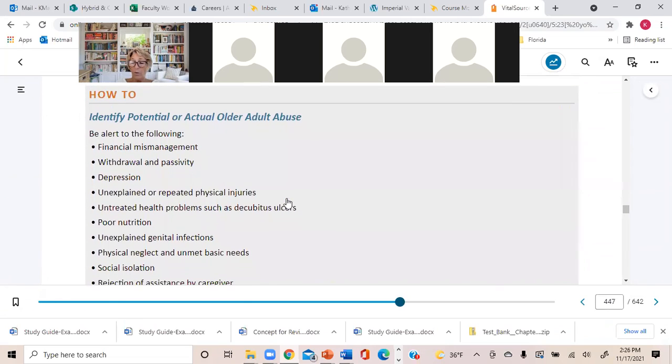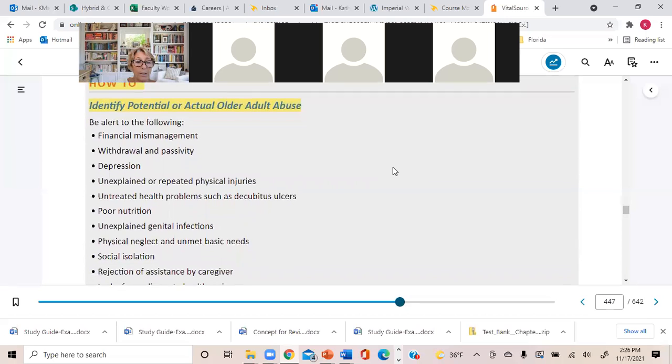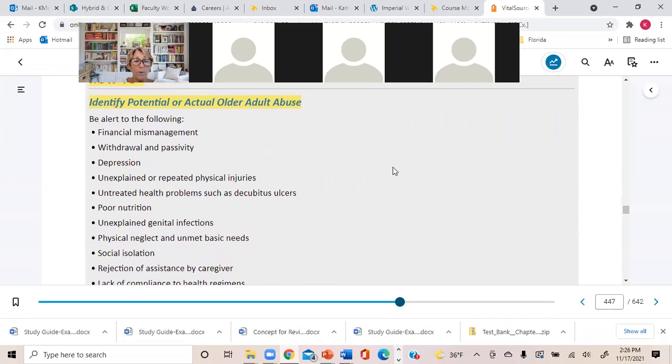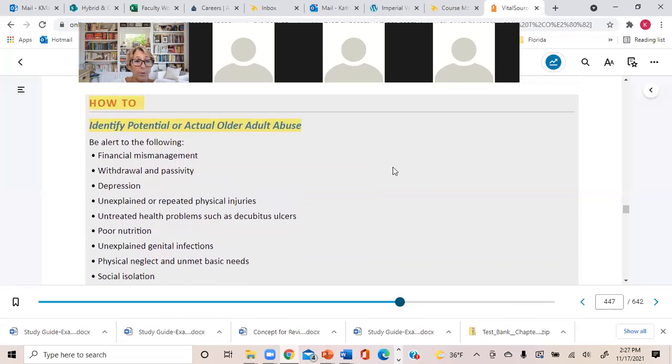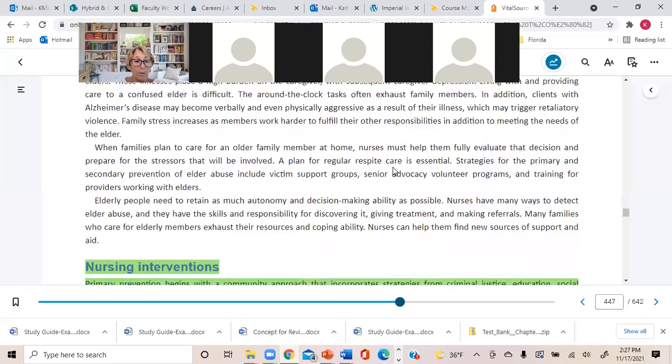And then, sorry, one other part I want you to review is how to identify potential abuse of older adults. What might that look like? If you're going to be working with the elderly, in long-term care or assisted living, I need you to understand this. Put these on a card, because we do focus quite a lot on elder abuse in this class. I think we've talked about it previously, because I know we had a question on the exam about it. So it's a big concern. Please be able to identify potential or actual older adult abuse.